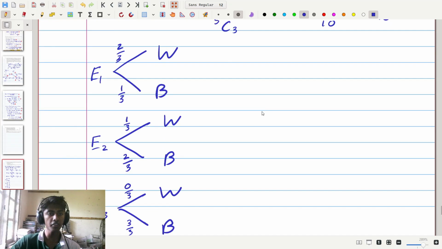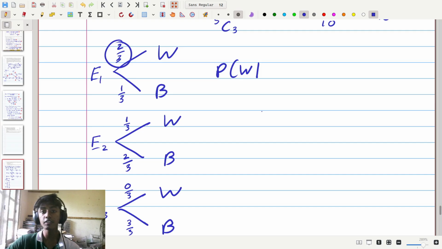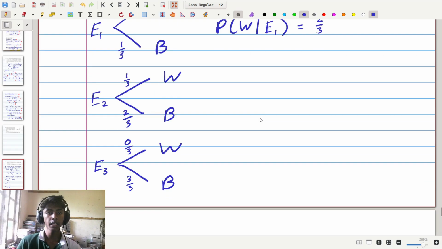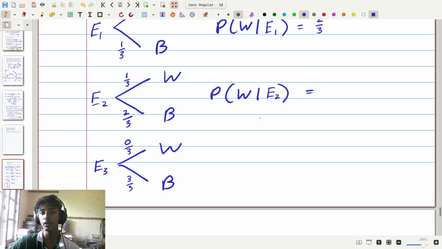Now what this is actually representing is the probability of us getting white given that each of these events occurred. So the first event here is event E1, and therefore the probability here is the probability of getting white given that event E1 already occurred. So this is equal to 2 over 3. Similarly, the second event is showing us the probability of getting white given that event E2 already occurred, which is equal to 1 over 3. And finally, the probability of getting white given that event E3 already occurred is equal to 0 over 3, which I'm going to just write as being equal to 0.